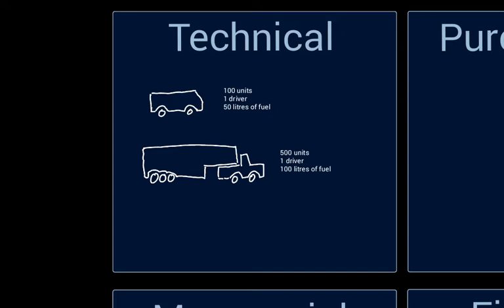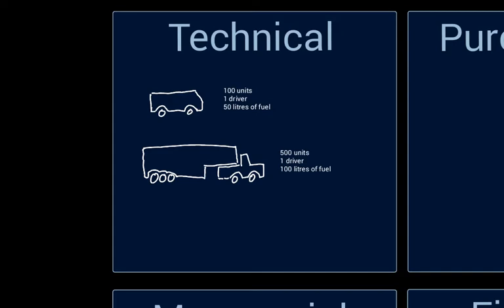As you can no doubt tell from my quite stunning artwork, we're going to look at two types of vehicle here. The top one, believe it or not, is supposed to be a normal transit van type thing, and the one at the bottom is a much larger articulated lorry. I've given a few very simple facts about each of these. Our little transit van can transport 100 units. Obviously it needs a driver, and it will take 50 litres of fuel to do a particular journey. Our big Arctic lorry will take 500 units. It still obviously needs a driver, and it's going to take 100 litres of fuel.